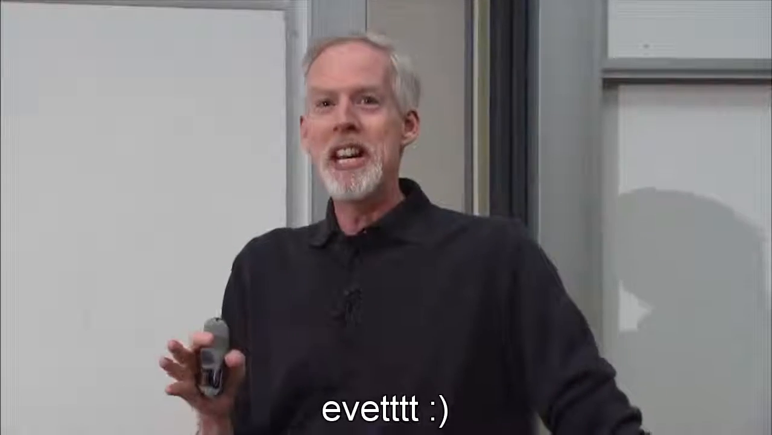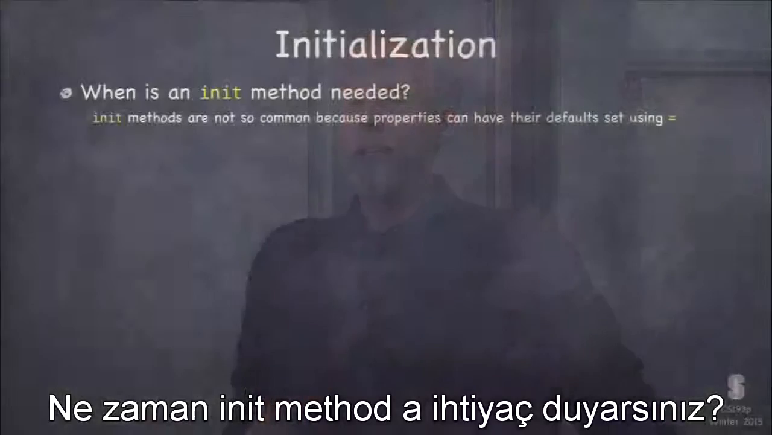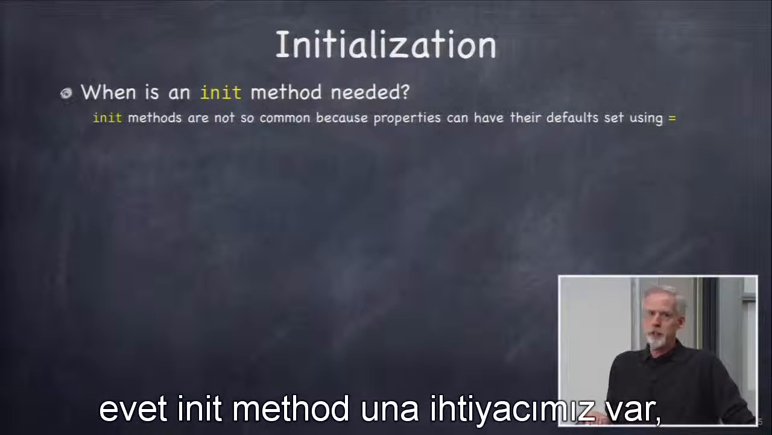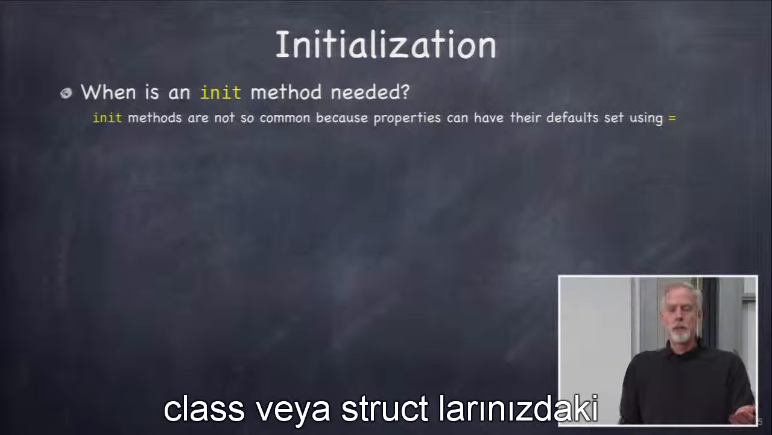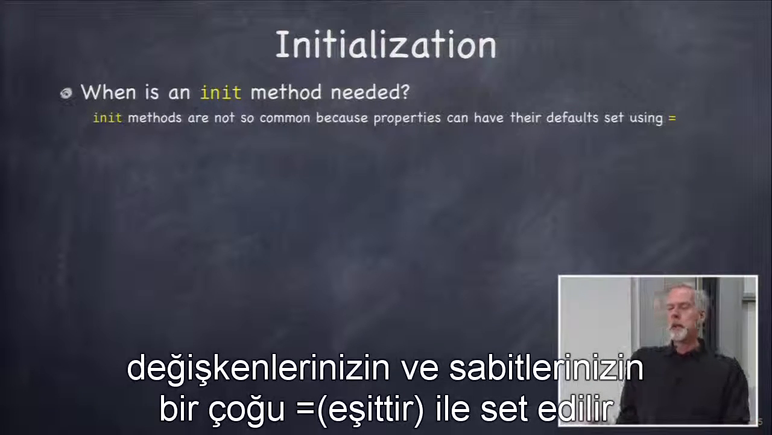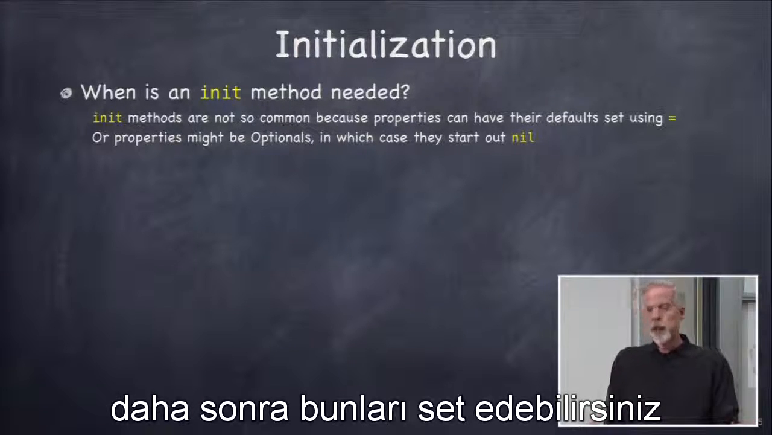Okay. Init. All right. So when do you need an init method? Well, you actually don't need an init method that often. We had the init method in the calculator brain. It made sense there. We needed it there. But you don't need it that often, because a lot of your variables and constants in your class or struct are set with equals. So you don't need them. Or maybe the properties are optionals, and so they can just start out nil, and you set them later, like the outlets in a storyboard.